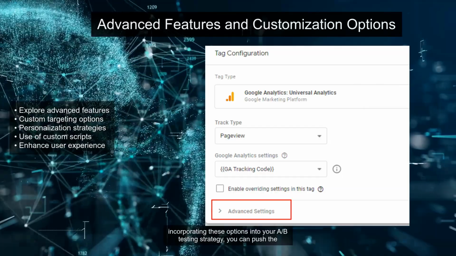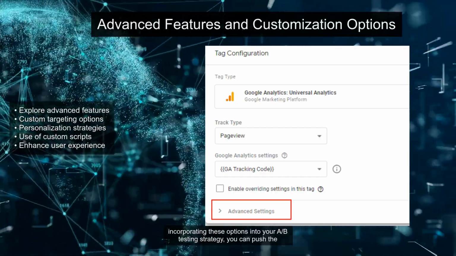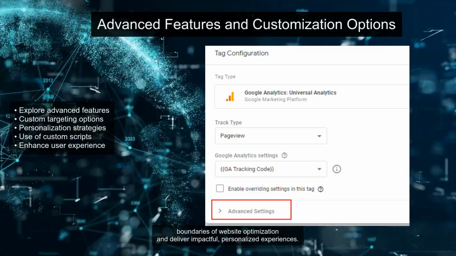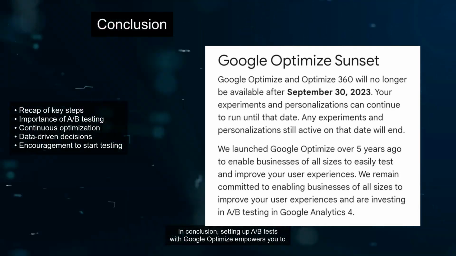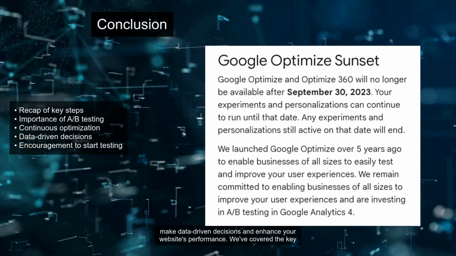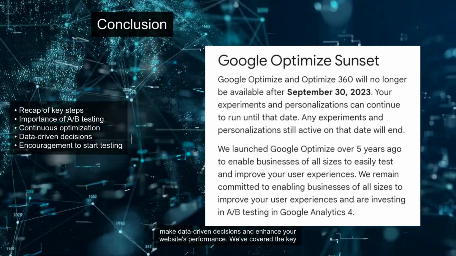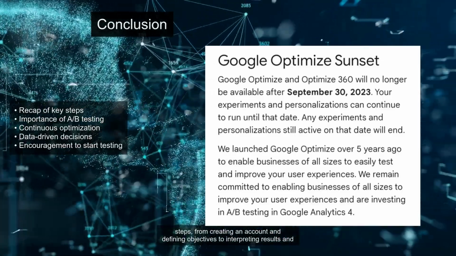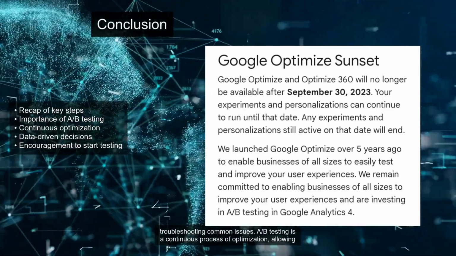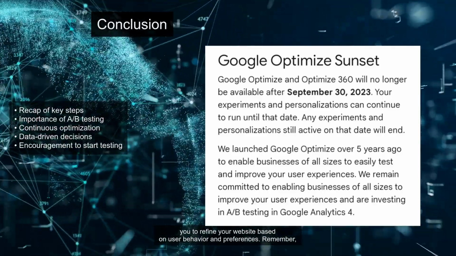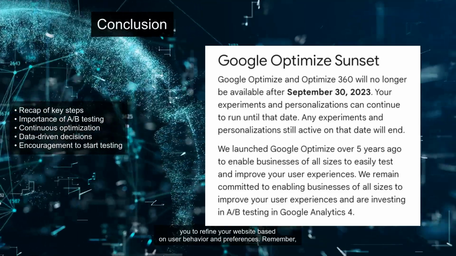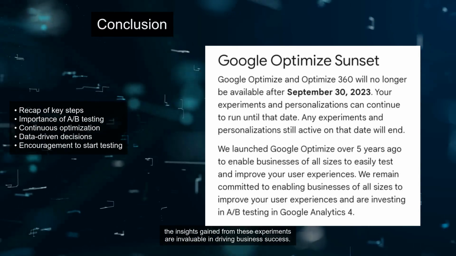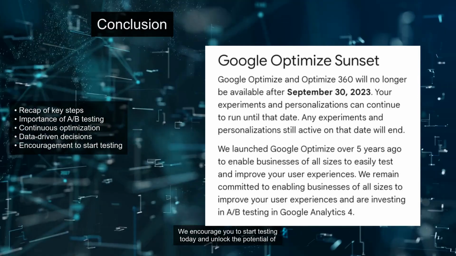By incorporating these options into your A/B testing strategy, you can push the boundaries of website optimization and deliver impactful, personalized experiences. In conclusion, setting up A/B tests with Google Optimize empowers you to make data-driven decisions and enhance your website's performance. We've covered the key steps, from creating an account and defining objectives to interpreting results and troubleshooting common issues. A/B testing is a continuous process of optimization, allowing you to refine your website based on user behavior and preferences. Remember, the insights gained from these experiments are invaluable in driving business success.